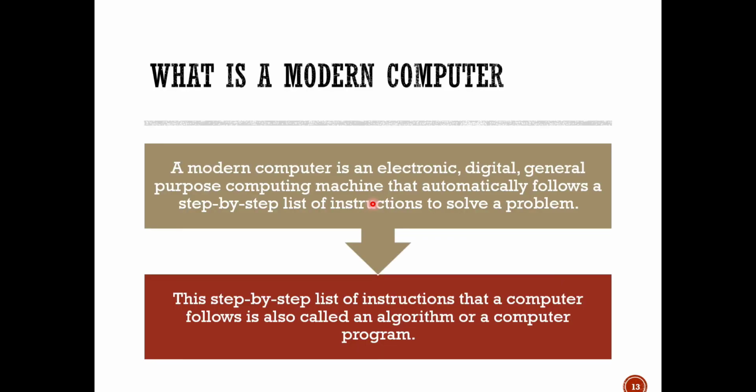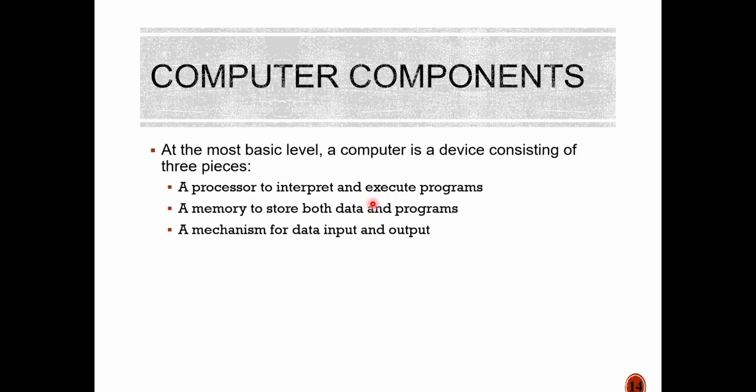So what is a modern computer? A modern computer is an electronic, digital, and general purpose computing machine that automatically follows a step by step list of instructions to solve a problem. And this list can either be an algorithm or a computer program. So there are different types of steps. It's called the fetch, decode, execute cycle, which we will see in the next video. But there are instructions that the computer has to follow in order to execute them.